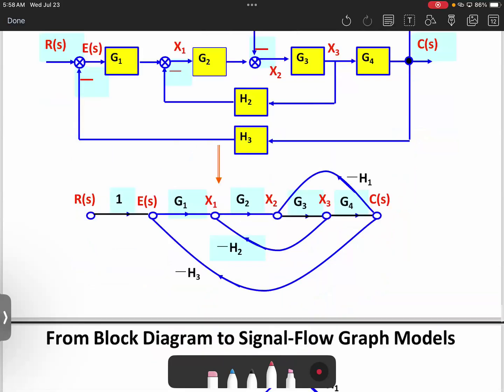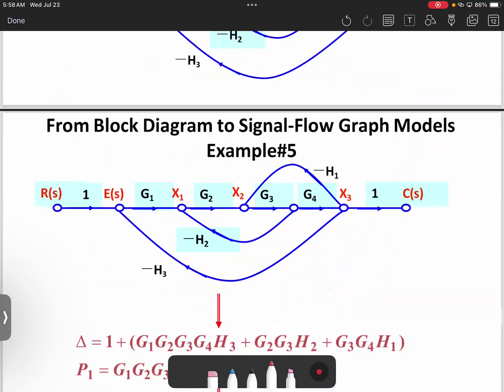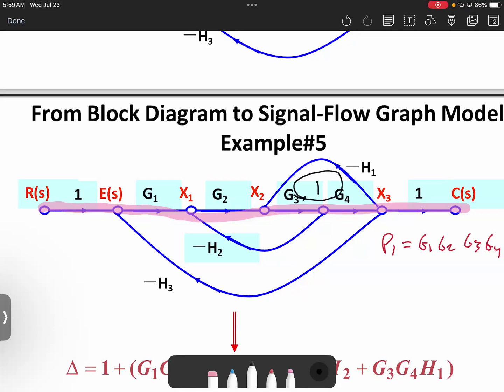Now the next thing, since we already did this, let's figure out how to calculate the number of paths, loops, etc. How many paths do we have? There is one path, right? What's the path gain? G1, G2, G3, G4. How many loops do we have? 1, 2, 3 loops, right?